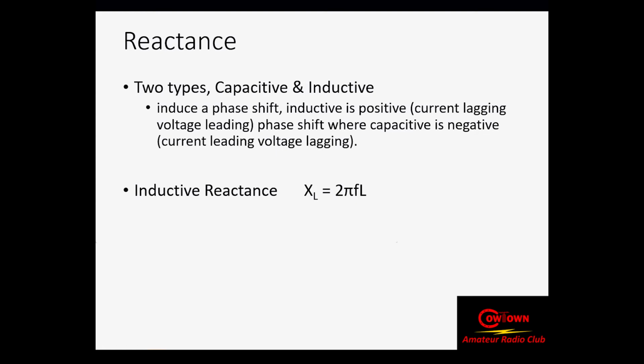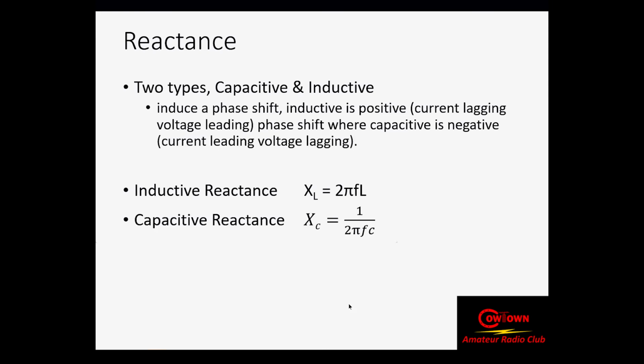So take a look at this equation for inductive reactance. The reactance for the inductor is 2 times pi, so that would be 2 times half a circle, so that would be a complete circle, times the frequency, times the inductance. So think about this for a second. If I increase the frequency, what happens to the inductive reactance? Right, it goes up. If I decrease the frequency, the inductive reactance goes down.